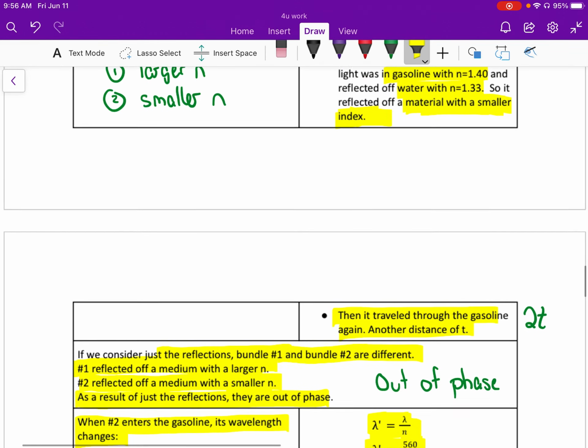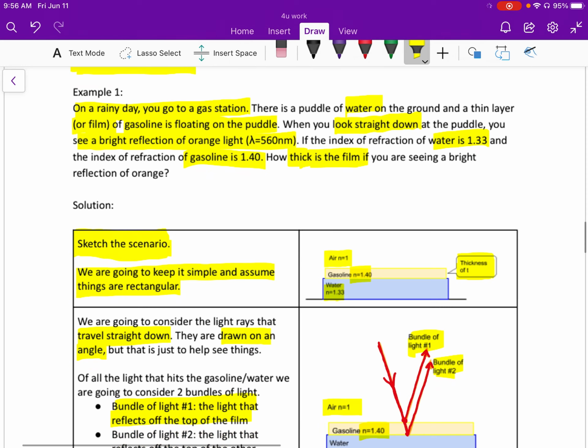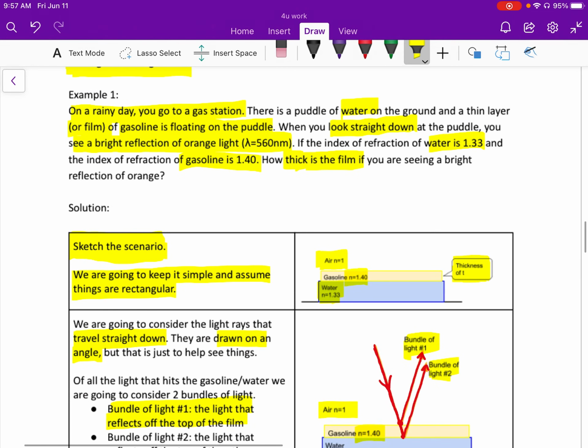Let's scroll back up to see the question. If on a rainy day you're standing in a puddle with those indexes, air is 1, gasoline I made up 1.4, and water is 1.33. If you're seeing a bright reflection of 560 nanometer light, the only way that can happen is if the thickness of that gas is 100 nanometers, which ends up being a quarter of 560 over 1.4.